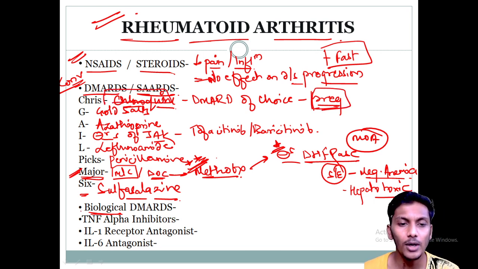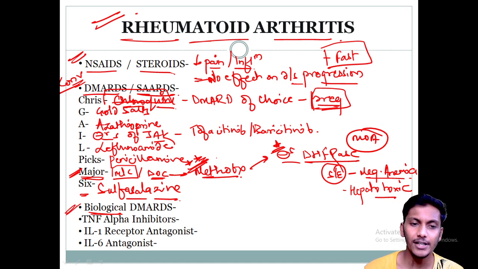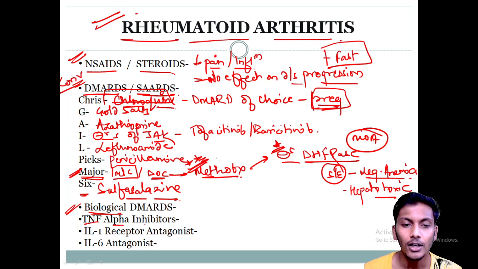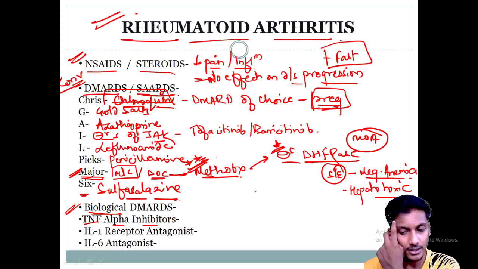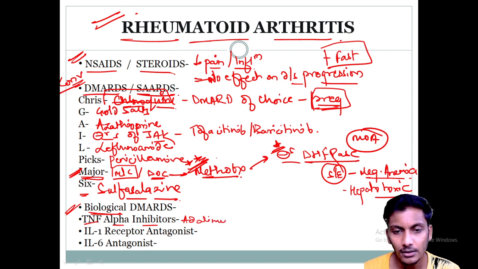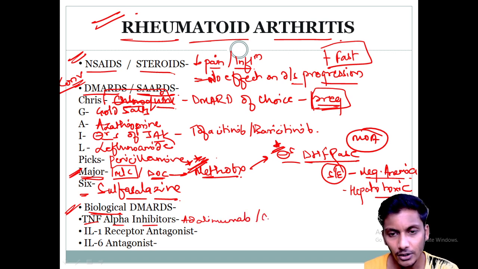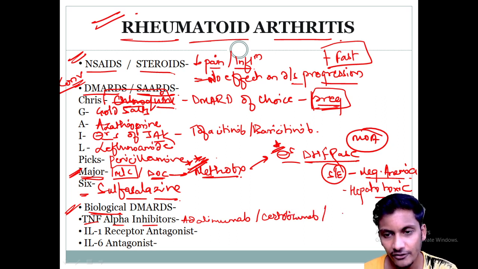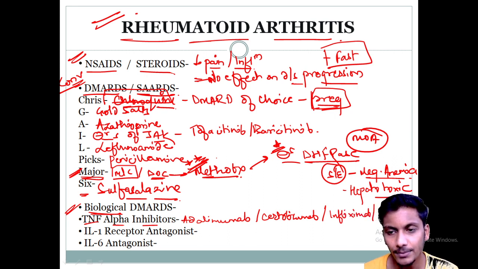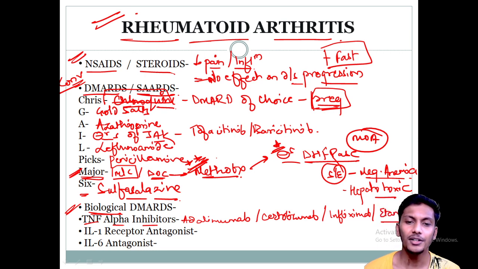Important. Now moving on to our biological DMARDs, and which are the important biological DMARDs. First are your TNF alpha inhibitors. Okay, so TNF, that is tumor necrosis factor alpha inhibitors. These drugs that you need to remember, the TNF alpha inhibitors, are some monoclonal antibodies known as adalimumab. The drug name is adalimumab, certolizumab. Okay, certolizumab. The next one is important, that is infliximab, and the last one being etanercept. Okay, etanercept is very commonly used. So please remember, the most important drugs of TNF alpha inhibitors are adalimumab, certolizumab, infliximab, etanercept, and also golimumab.